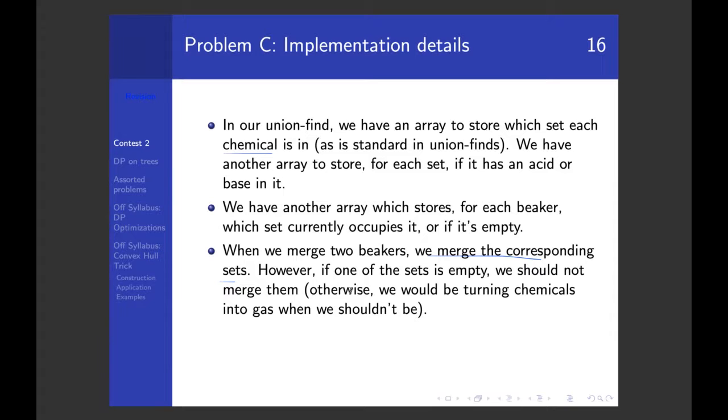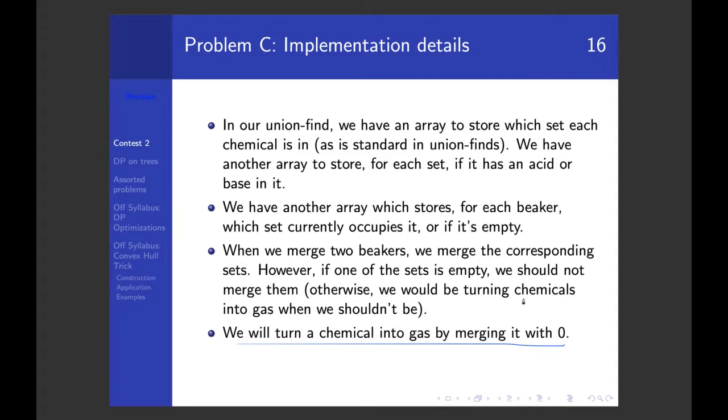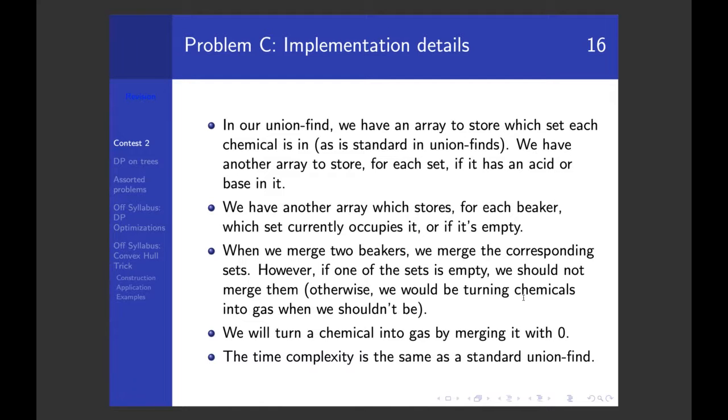Another thing to keep in mind is that we use the empty set to represent a chemical being gas. So to represent being turned into gas, we can merge a chemical with 0. That makes it easier to deal with. And in that case, obviously, we don't want to accidentally merge other things with 0. We should keep that in mind. Turn a chemical into gas by merging it with 0, as I just said. The complexity is the same as a standard union find. That is n log n or n inverse Ackermann n, depending on what specific method you've used.